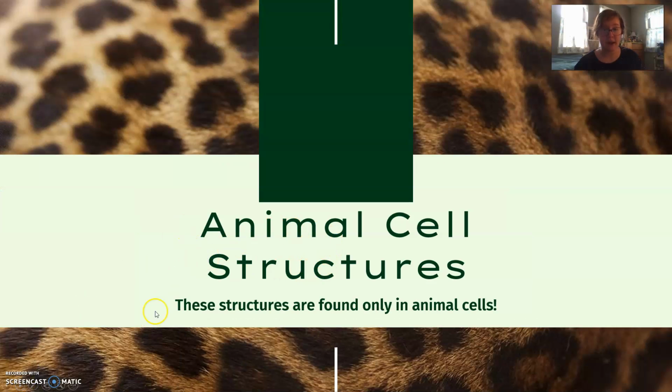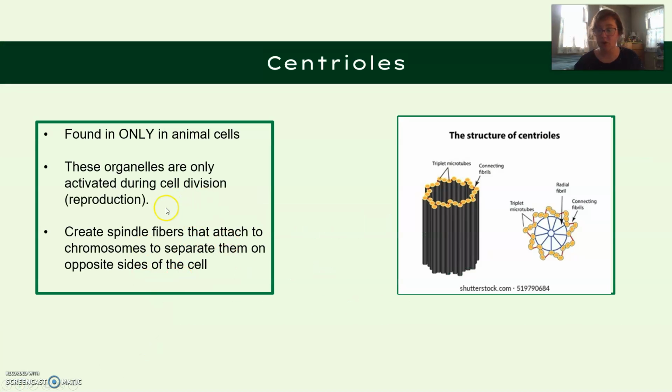Lastly, we're just going to do some animal cell structures. There's actually only one that is found in animal cells, and this is something called centrioles. Centrioles are organelles that are only found in animals, and are there strictly for reproduction purposes of the cell.